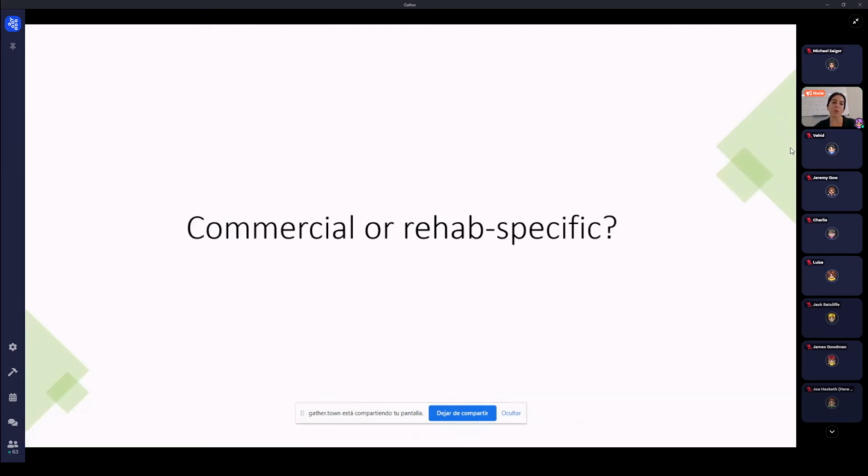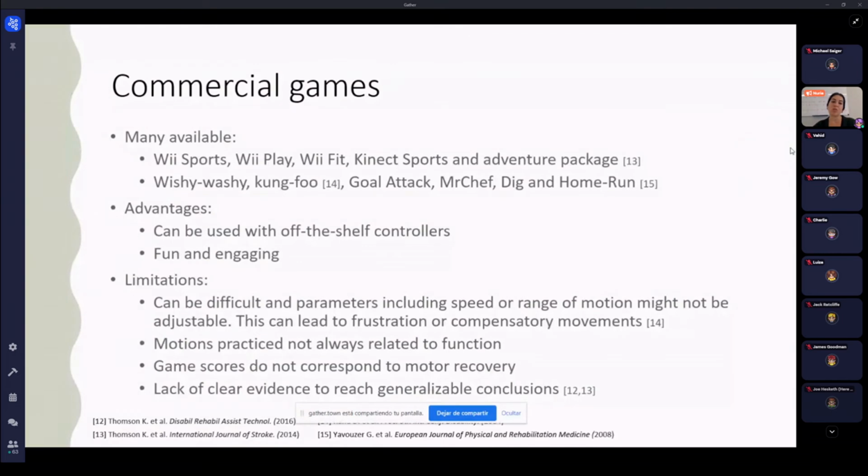So both commercial games and rehab-specific games have been used and reported. So starting with the commercial games, there are many available and many that have been used, from the packages that Wii or Kinect used to some individual games. They have the advantages that they can be used with off-the-shelf controllers, so they are ideal for patients to play from home. They are very fun and very engaging.